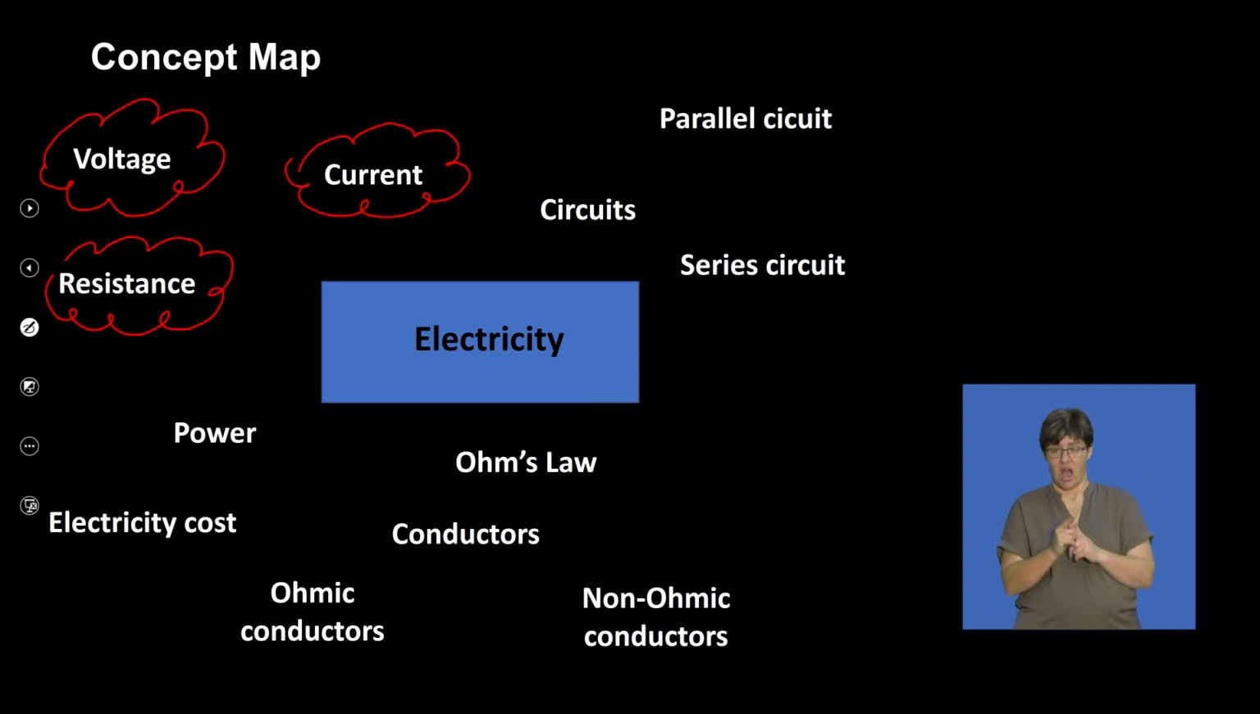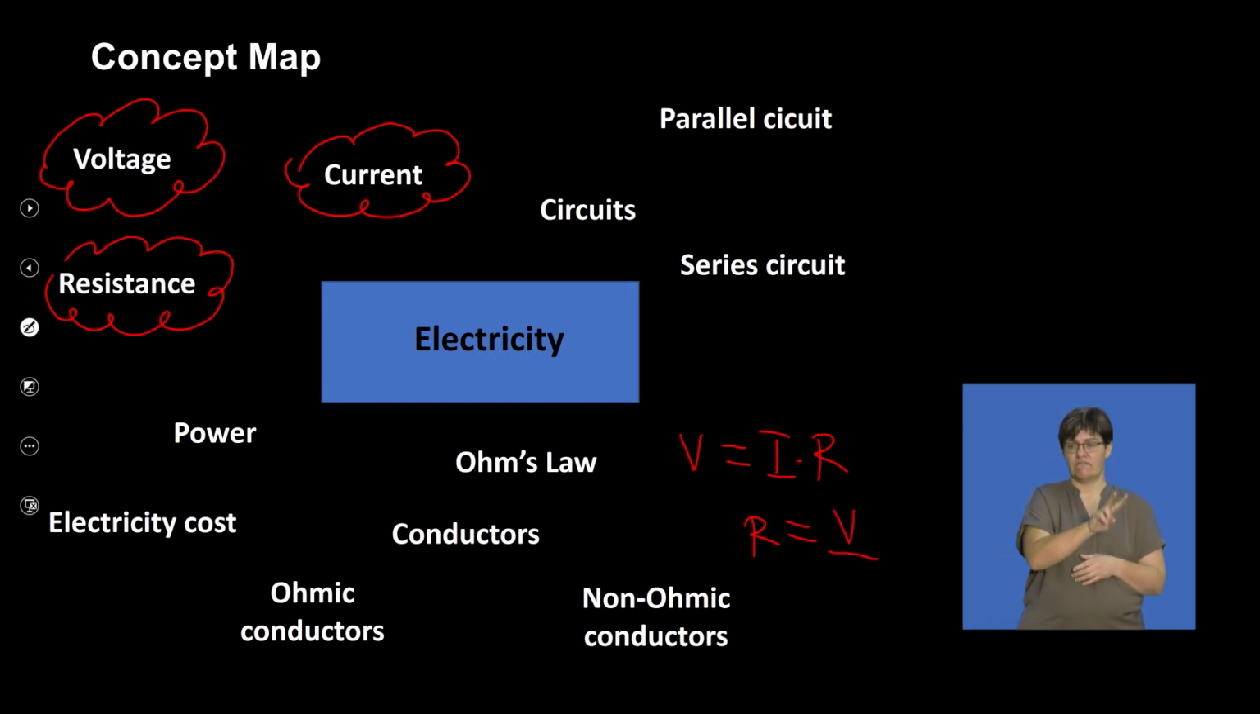So if you calculate the gradient of a voltage versus current graph, you actually get the resistance, because Ohm's law says to us that V equals I times R. There's a variation in terms of the subject. We can also talk about the ratio of voltage and current, which is R equals V over I.